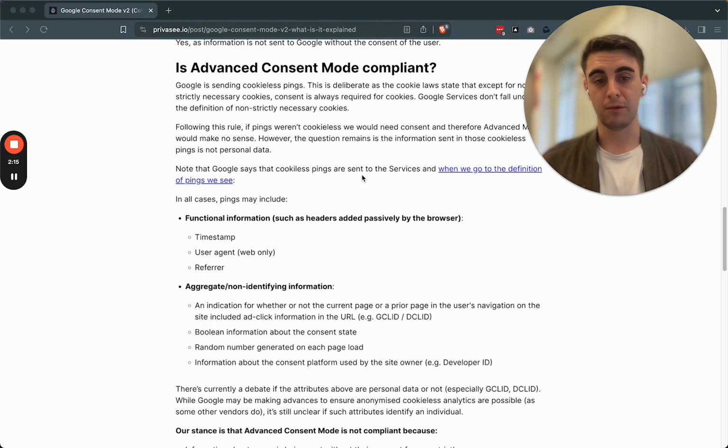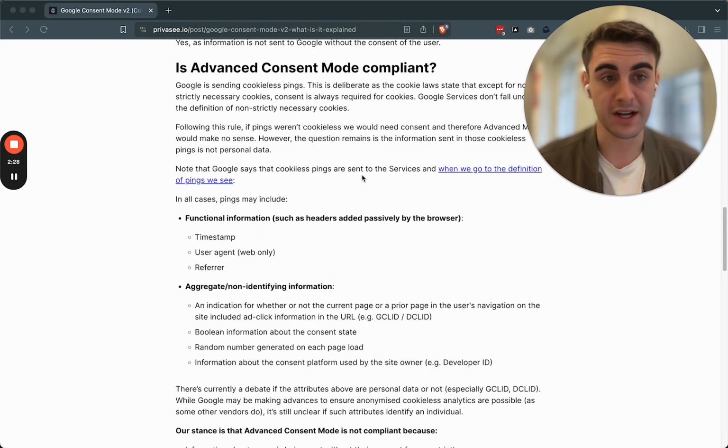Currently, our stance is that the advanced configuration is not fully compliant. Simply because there's information about the user that is being sent without their consent that is potentially personal data, so we're able to identify the user.